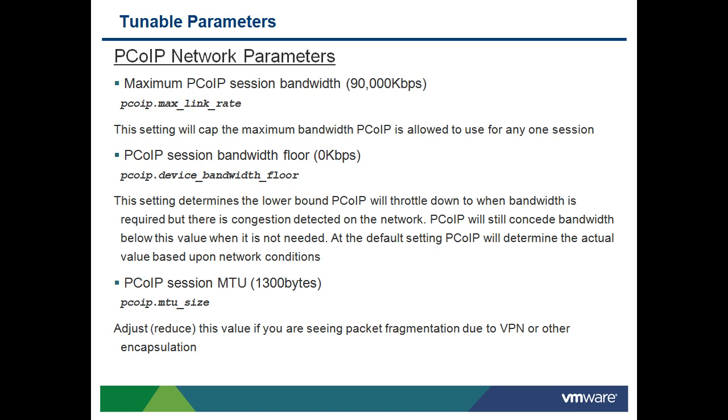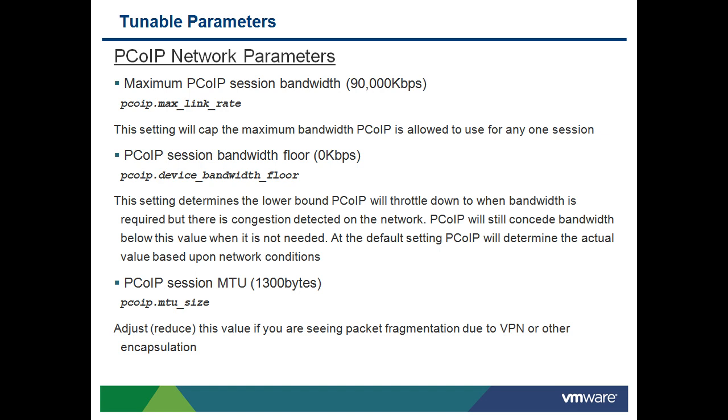You can also set the session floor. So this is a lower bound. It isn't the least amount of bandwidth PCoIP will use. It's how far back PCoIP will throttle itself when it needs to use a lot of bandwidth, but conditions on the network do not allow it to peak at the amount of bandwidth it needs. So when it throttles back, it won't go below the floor if you set the floor. But never fear, if it needs 0 bandwidth because the screen is completely static, it will still continue to use 0 bandwidth. The floor doesn't set that value.